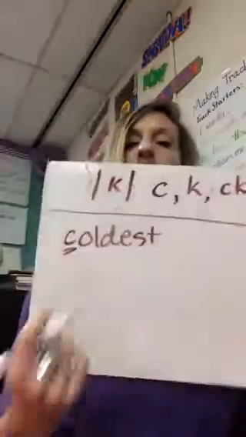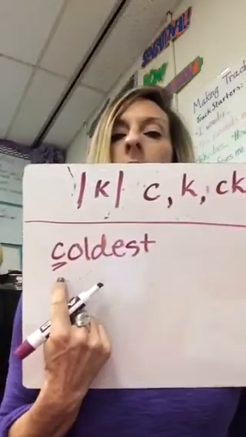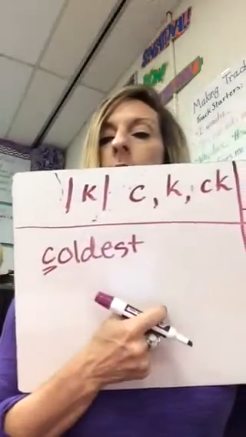Okay? The next word is coldest. Cold. So write cold and add est onto the end. Coldest. Okay, if you were correct, you would have coldest. And there's that K sound. So cold and adding the EST. That means it's very cold. It's the coldest it can be.